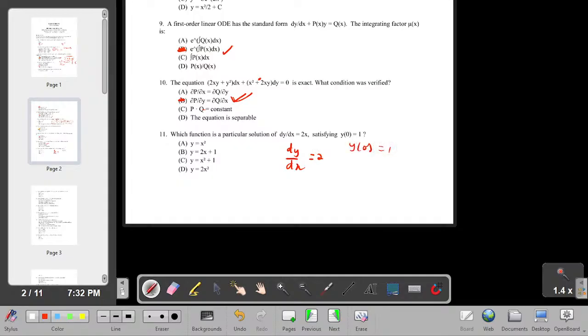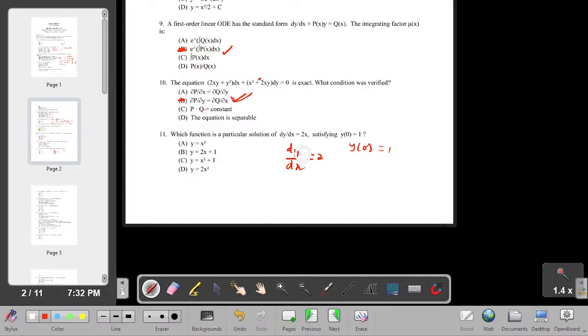We want to find a particular solution. Particular solution means that you should solve and what? Find the constant of integration, right? So once you find the constant of integration, you can easily write our particular solution.